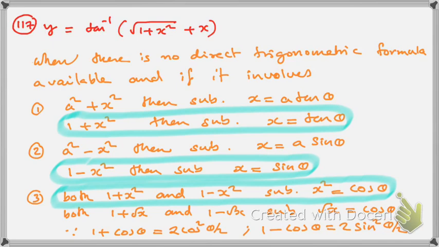One more time before we go to the question. If a question involves 1 plus x square, make x is equal to tan theta. If it involves 1 minus x square, put x is equal to sin theta. If it involves both 1 plus x square and 1 minus x square, then make x square is equal to cos theta. So we're going to go back and do this question now.